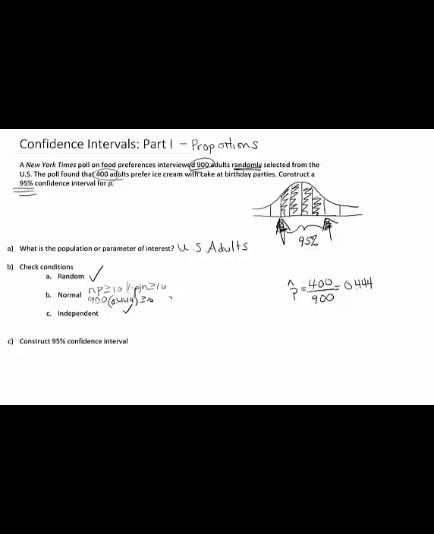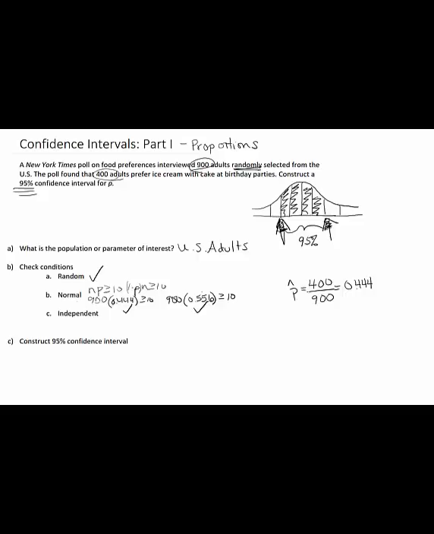What about 900 times the opposite? 1 minus 0.444 is 0.556, I believe. And that's also going to be well above 10. So it is going to have a normal shape, this distribution.